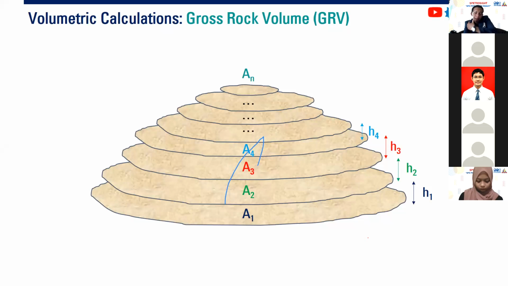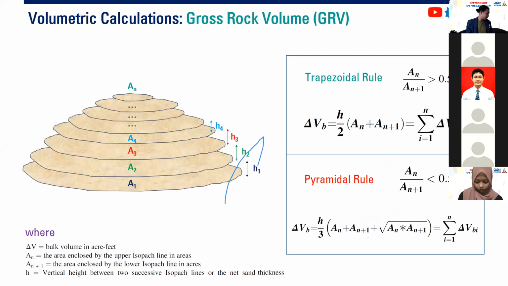So this is particularly the main responsibility of geologists. But as engineers, we need to know the logic behind the calculation. So after the reservoir has been segmented like this one, we can actually calculate the total gross rock volume. Okay, we can do the trapezoidal rule, or we can also do the pyramidal rule.